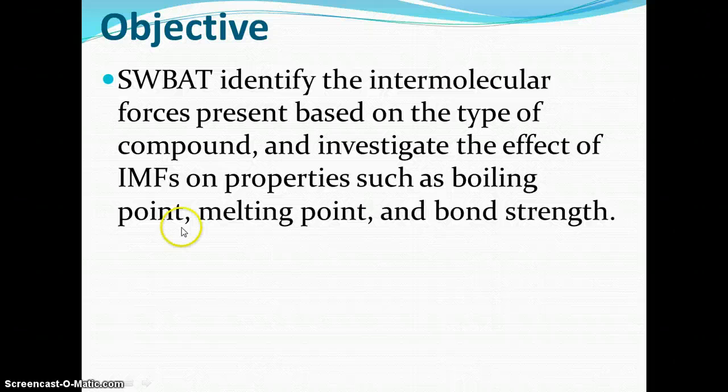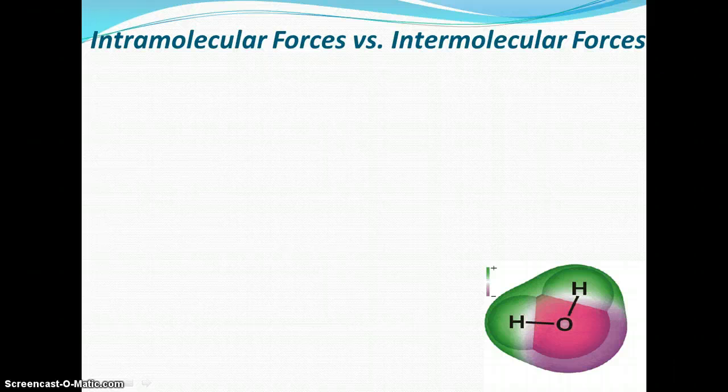So our objective is to identify the intermolecular forces present based on the type of compound and investigate the effect of IMFs on properties such as boiling point, melting point, and bond strength. So the first thing that we're going to talk about are intramolecular forces and intermolecular forces.